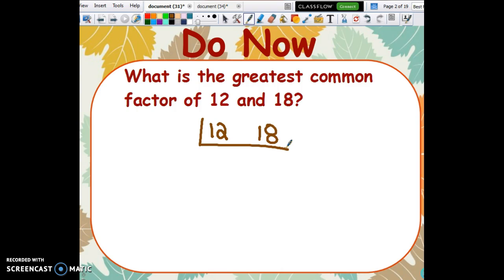I know that 12 and 18 are both even, so I'm going to take out that 2. 12 divided by 2 is 6, and 18 divided by 2 is 9. Since 6 is even but 9 is not, 2 cannot go into both of them, but 3 can. 6 divided by 3 is 2, and 9 divided by 3 is 3.